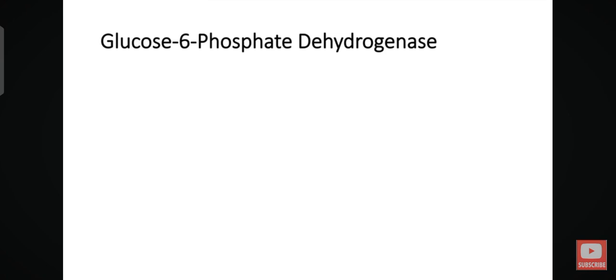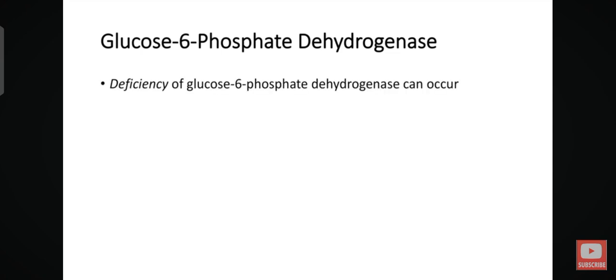So now moving on to some of the problems that can happen if this enzyme or this pathway is malfunctional. One of the major malfunctions of this pathway is actually in its first step, in its first enzyme. So a deficiency of glucose-6-phosphate dehydrogenase can actually occur. So remember, as I mentioned before, glucose-6-phosphate dehydrogenase is the first rate-limiting step of the pentose phosphate pathway.